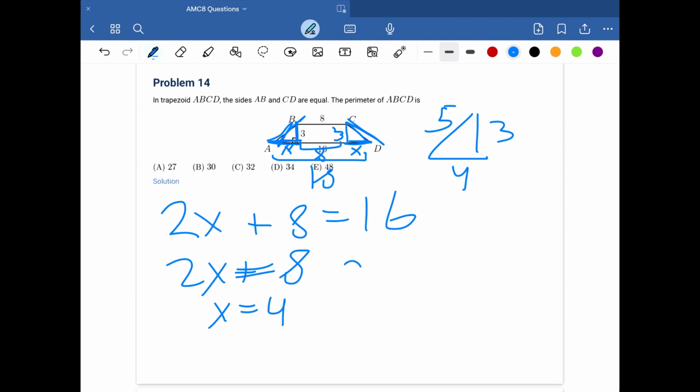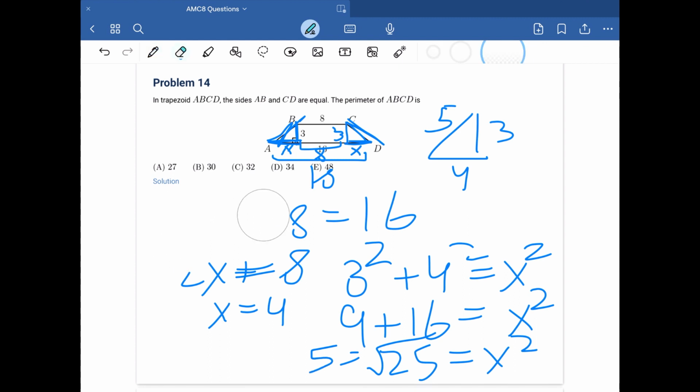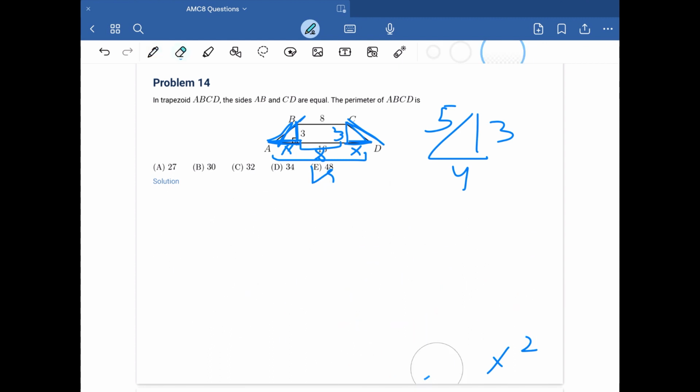We can also write over here, prove it. 3 squared plus 4 squared is equal to x squared. 3 squared is 9, 4 squared is 16, equals x squared, and 9 plus 16 is 25, equals x squared. And the square root of 25 is 5. So we know that the 5 is the side length over here of A, B, and CD.